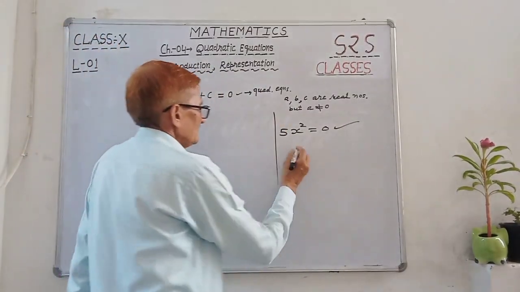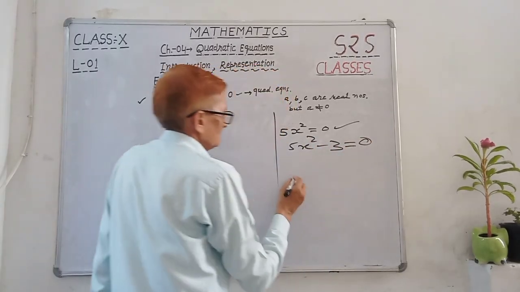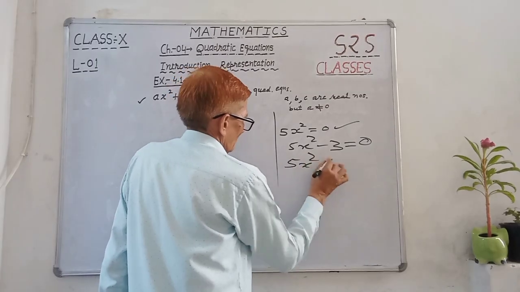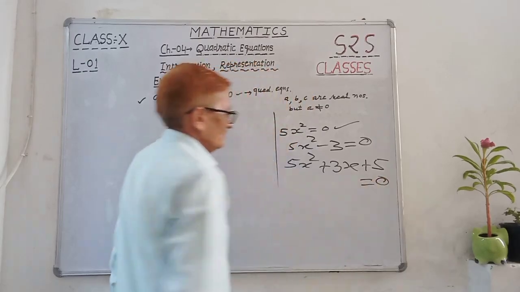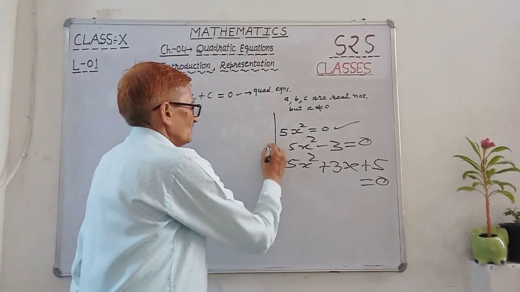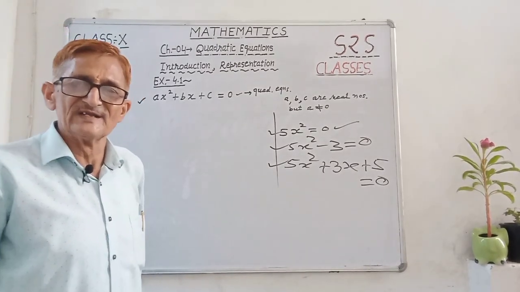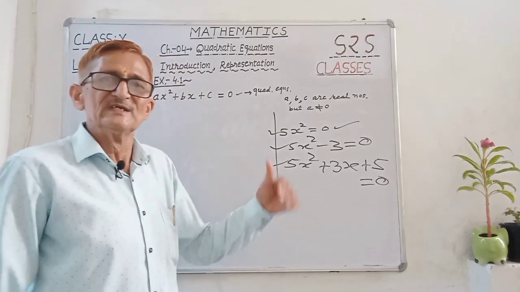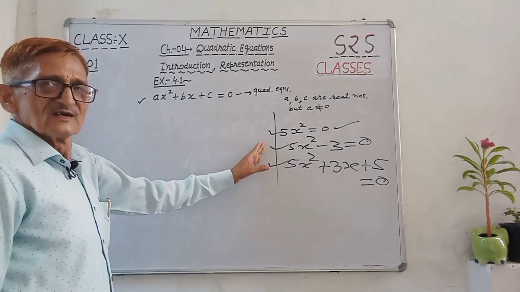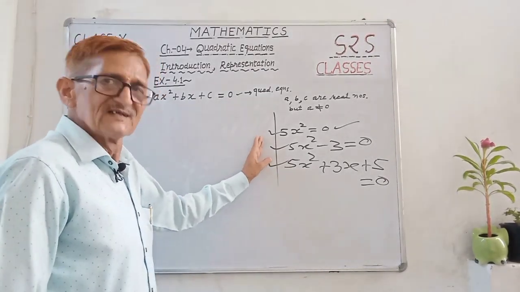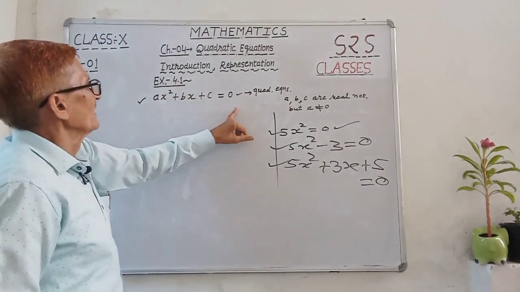Or we can say 5x square minus 3 equal to 0, these two terms, or maybe 5x square plus 3x plus 5 equal to 0. So it may be any type of ax square plus bx plus c equal to 0, where a, b, c are any real numbers. A should not be 0, maybe b 0, maybe c 0, maybe both b and c 0. So for these types of relation, or a quadratic polynomial put equal to 0, we can say it is a quadratic equation. This is the introduction of the quadratic.